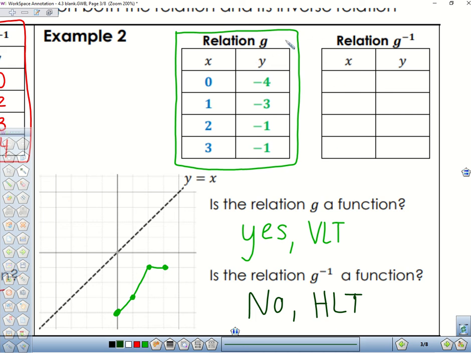So to find the inverse of a function via table, you're going to flip the x's and y's. So now your y's are your x's, and your x's are your y's. We're going to plot these. So this is -4, 1, 2, 3, 1, 2, 3, 4, 0, -3, 1, -1, 2, and -1, 3.